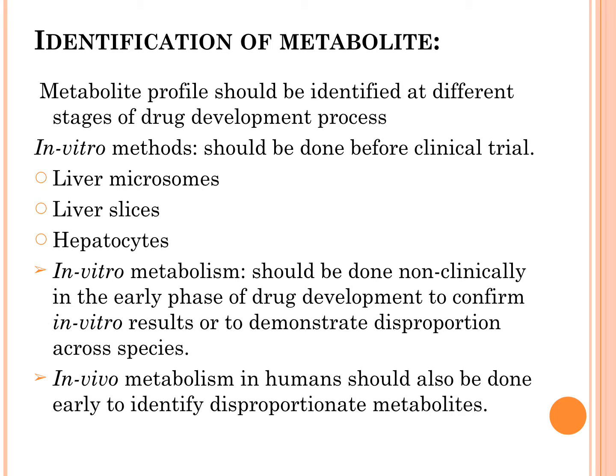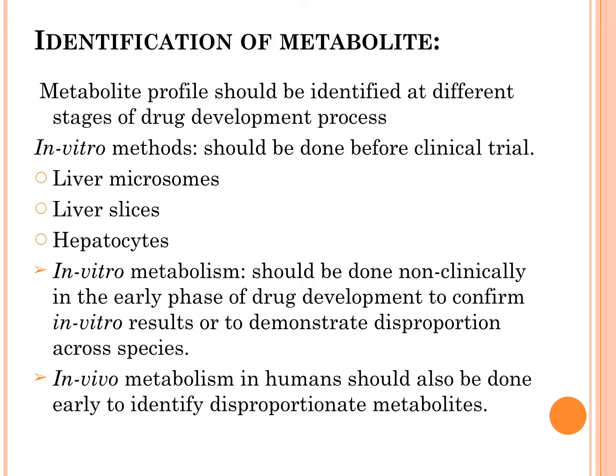So, for that purpose, basically several in vitro methods are used, like use of liver microsomes, liver slices. Hepatocytes can also be used as an in vitro model for determining this metabolite profile. Once finding this metabolite profile in vitro, they should be correlated to the in vivo metabolism. If there is any discrepancy, that should be noted.